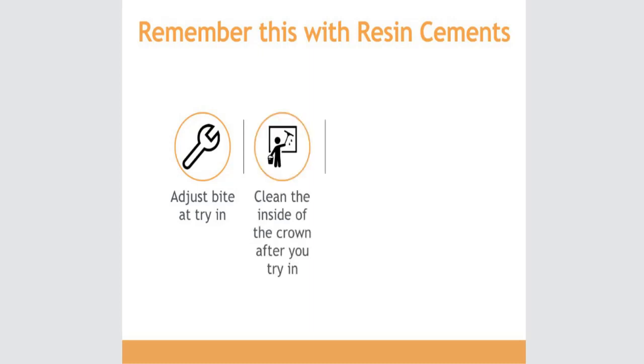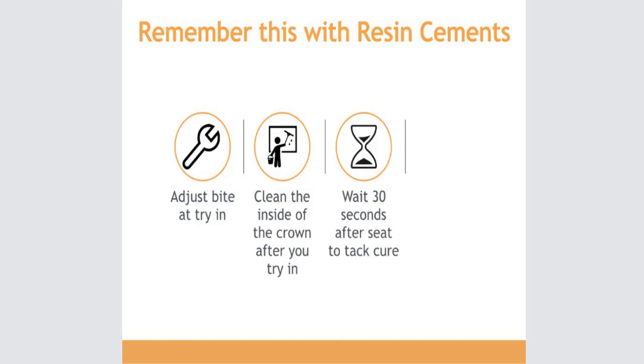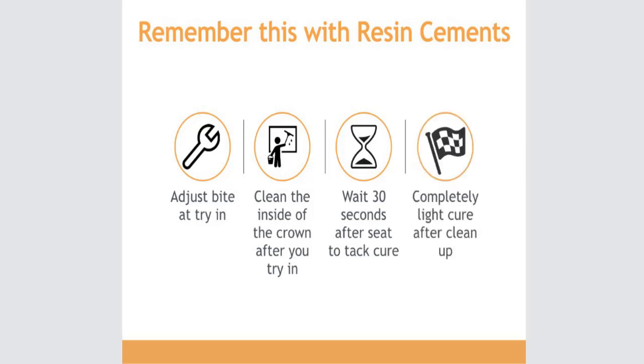So remember this with resin cements, we want to adjust the bite at the try-in. We want to clean the inside of the crown after you try it in. I like to wait 30 seconds after the seat to tack cure because this is a dual cure resin cement, right? Either a self-cure or self-adhesive resin cement. But what you want to do is let this chemistry work. And so I'll usually put positive pressure after I seat the crown for about 30 seconds, and it really helps with the chemistry, okay?